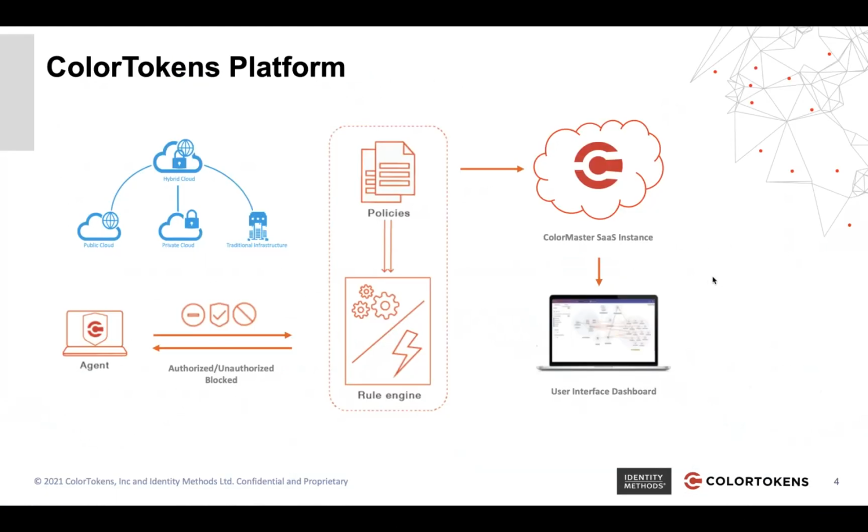So with that, I want to talk a little bit about a possible way that you could deploy Color Tokens and give you some examples of how we've approached this problem and how the architectural layout works. Firstly, on the left-hand side, we have agents that we can deploy out to your workloads in your infrastructure. What I mean by an agent is a very lightweight antenna that communicates with the rest of our infrastructure. We have something called the Color Tokens Master Instance.